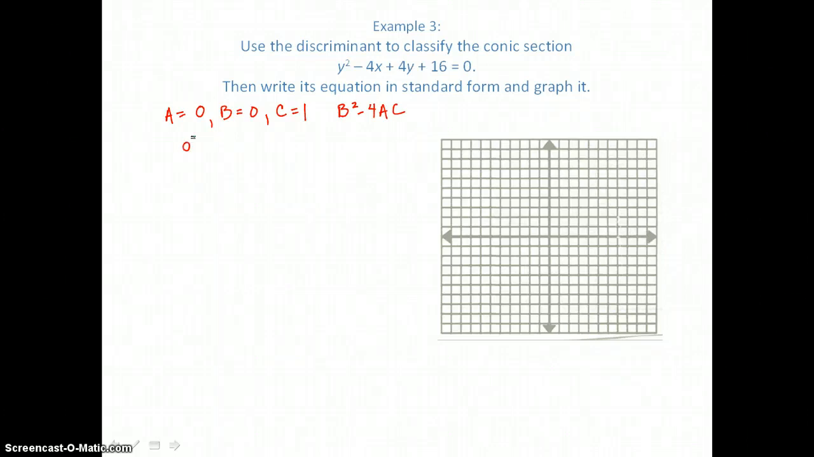b is 0 and a is 0. c is 1, so our discriminant is 0, which means this conic section is a parabola. When the discriminant is 0, our conic is a parabola. So we need the equation in standard form, so I'm going to leave my y terms on the left, and I'm going to move that x term to the right and that constant term to the right.